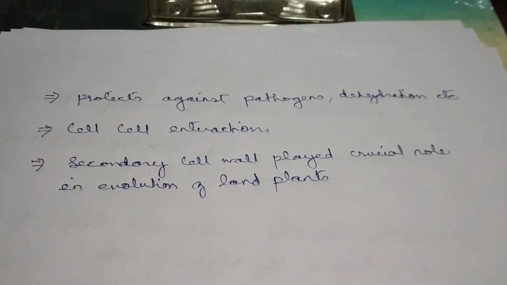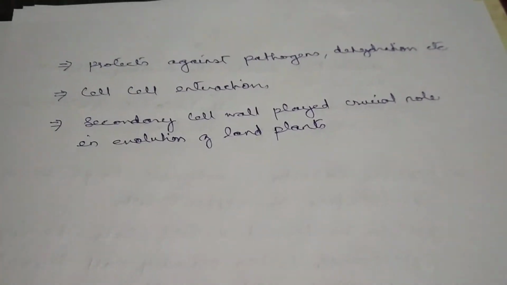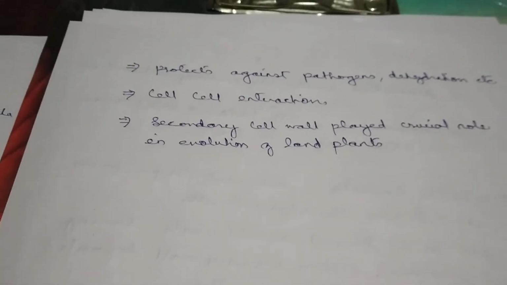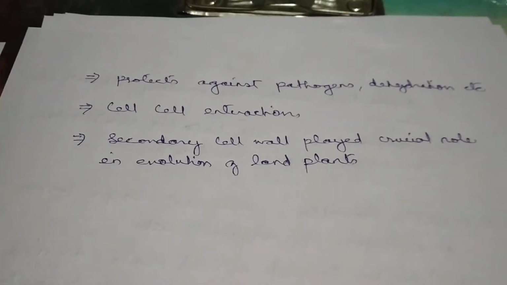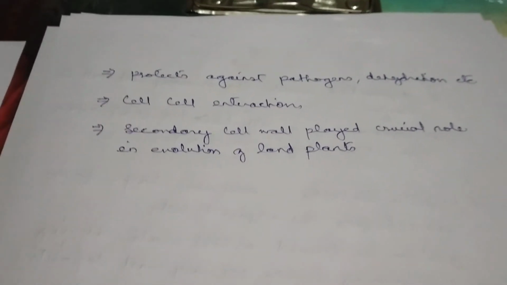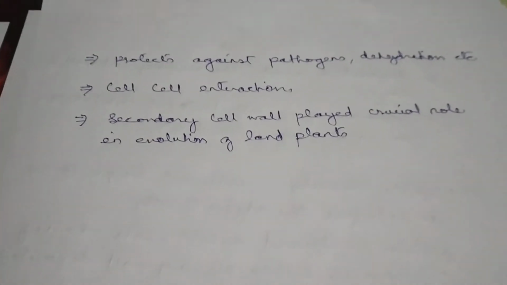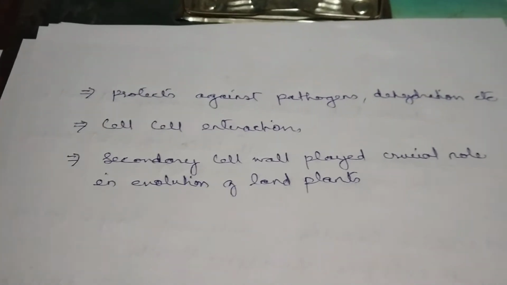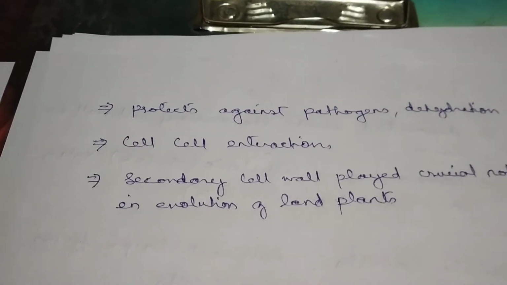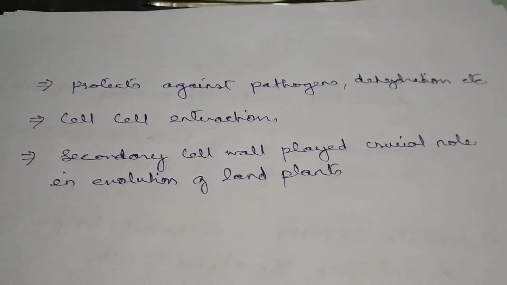Secondary cell wall has played a very crucial role in evolution of land plants. Yes, it has. We all know that land plants came later in the geological period, and earlier it was all in water or moist conditions, and when they migrated to land, more rigidity was required. The conditions were hard, xerophytic, mesophytic, water scarcity and sun, weather, heat. So for that, the secondary cell wall provided rigidity to the plants.